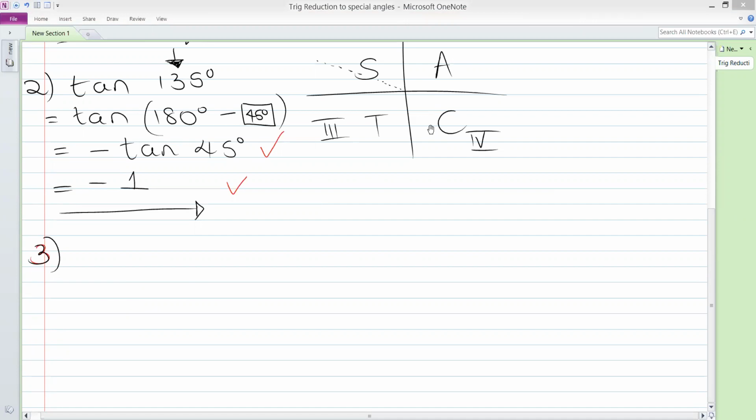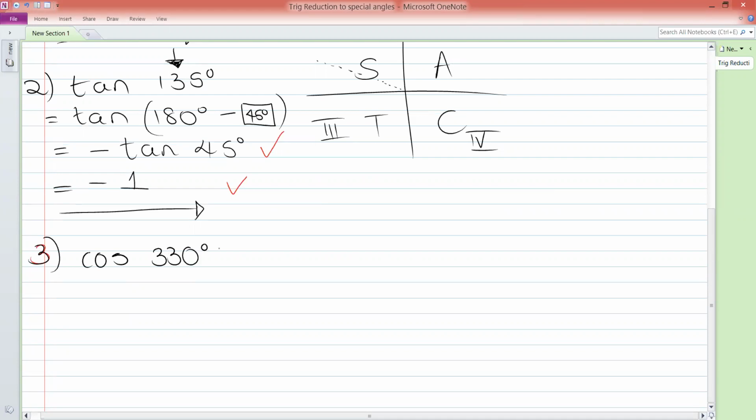Something that's going to, okay, so cos this time. Cos 330 degrees. Okay.